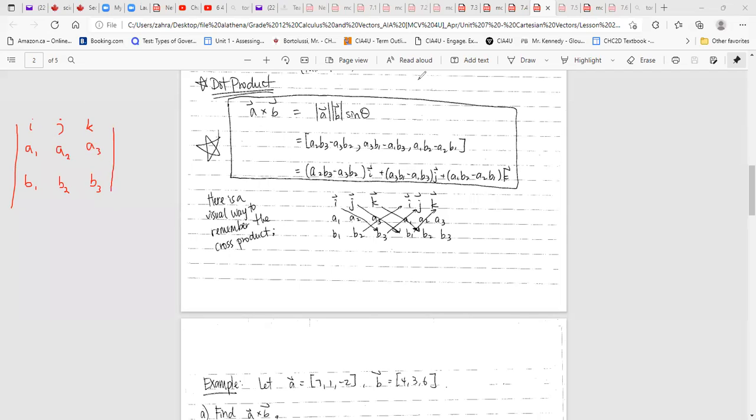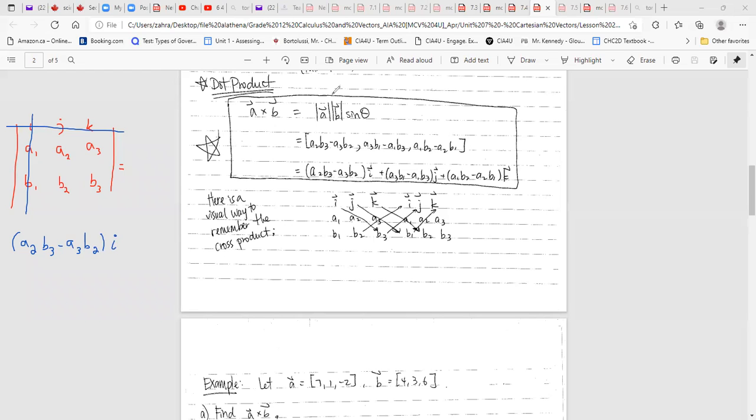To find the x component, this is what you do. For x component, you just cross out the first row and the first column, which belong to i, right? Now, what do we have? We have A2 multiplied by B3, so cross these two, minus A3 multiplied by B2. So this is the i component.